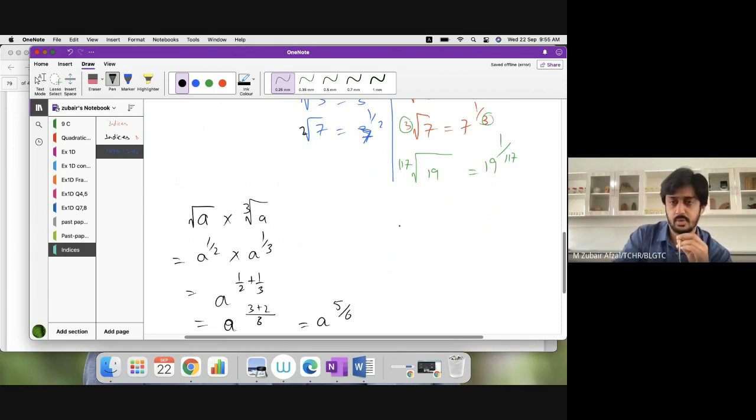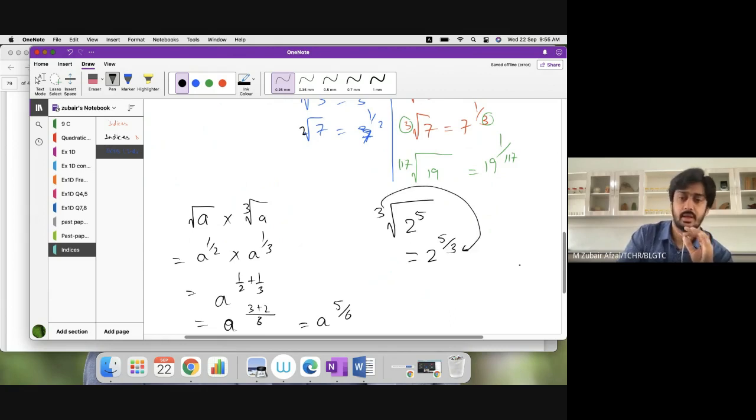So if you are given a number which is 3 raised to power minus 2 over 5, it can be written as 5 by 3. Whatever is outside comes in the denominator. Any confusion till now? No confusion?